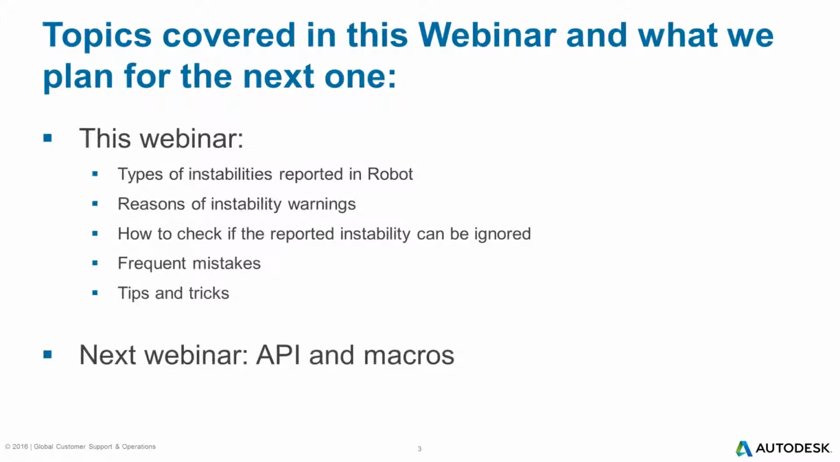The webinar will cover types of instabilities reported in Robot, reasons of instability warnings, how to check if the reported instability can be ignored, frequent mistakes, tips and tricks. The topic of the next webinar will be API and macros in Robot.